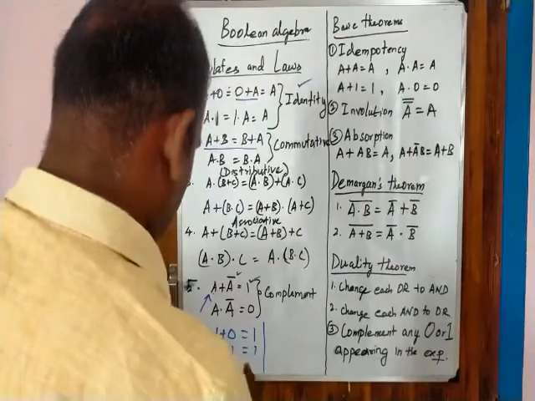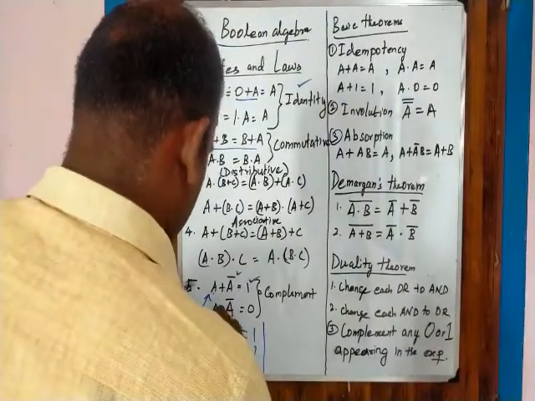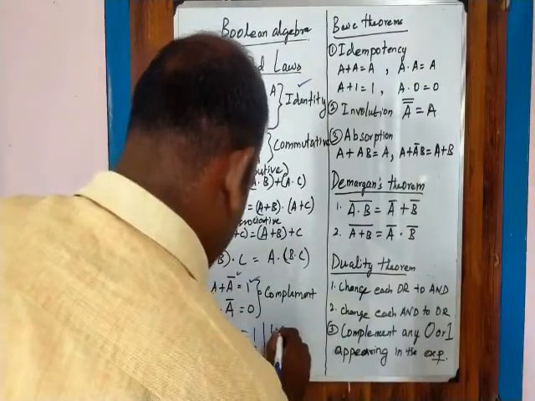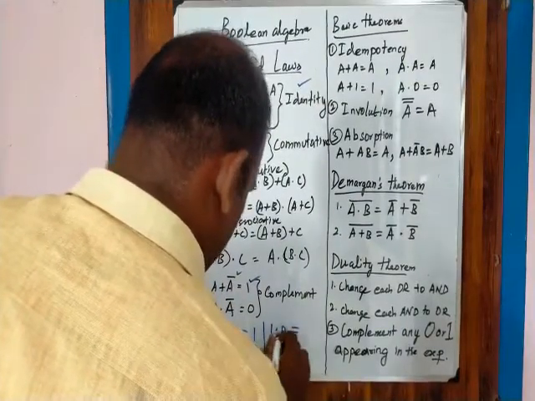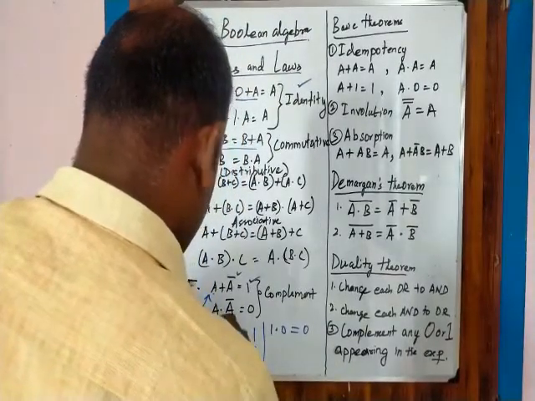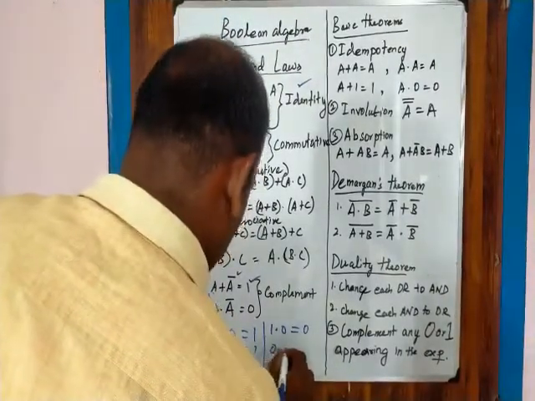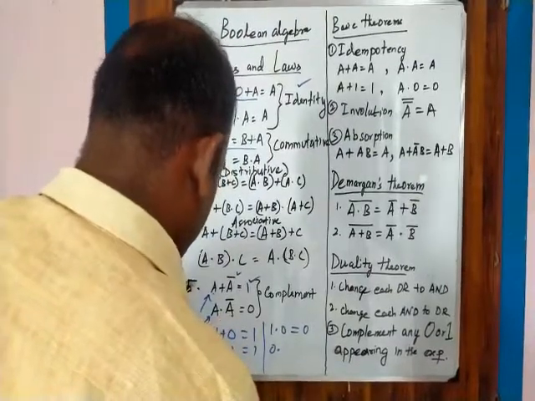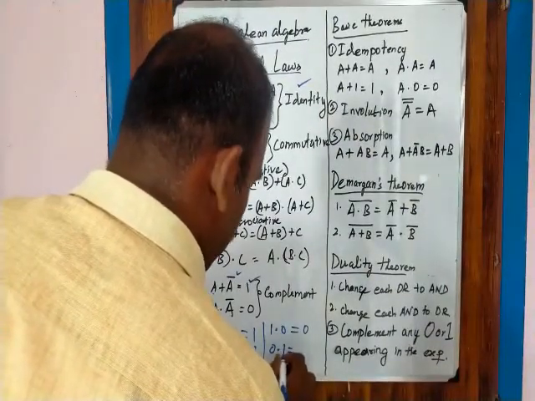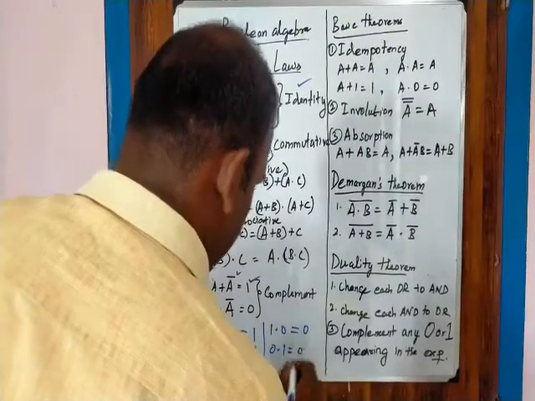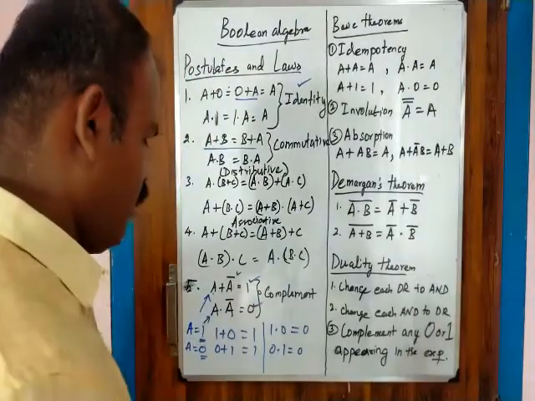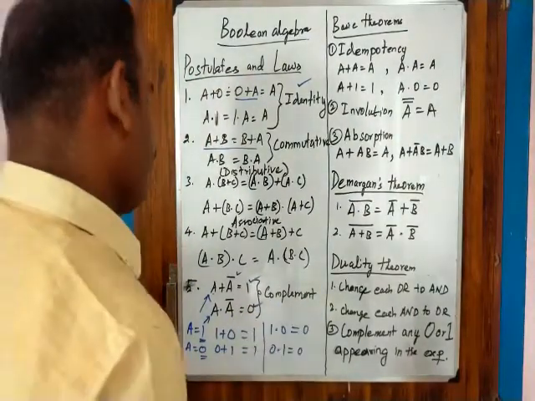Now go to A dot A bar equal to 0. If you substitute A equal to 1 in this equation, the complement of A, A bar, is 0. So 1 multiplied with 0 is 0. Similarly, if you substitute 0, the complement of 0 is 1. If you multiply 0 with 1, we get the answer 0. So the second postulate is also verified. So these are the complement postulates.